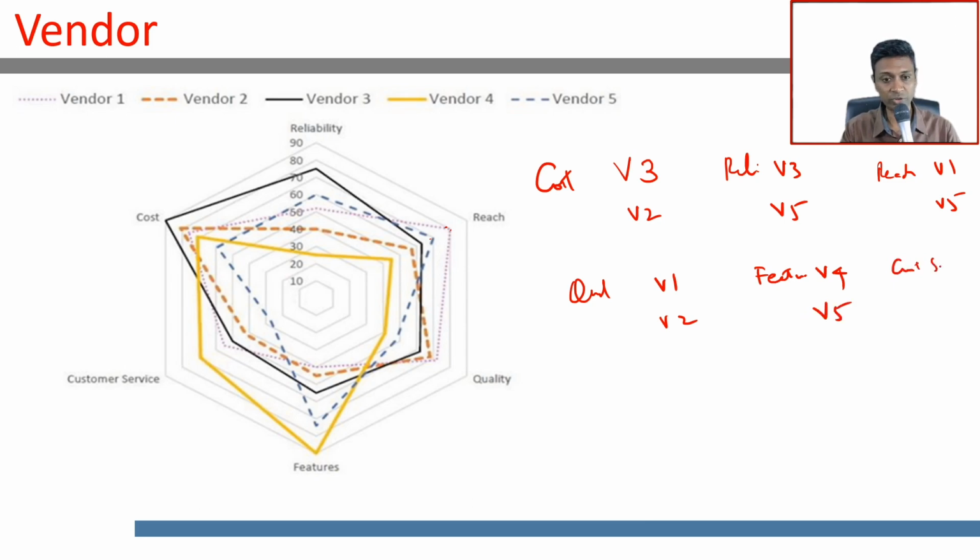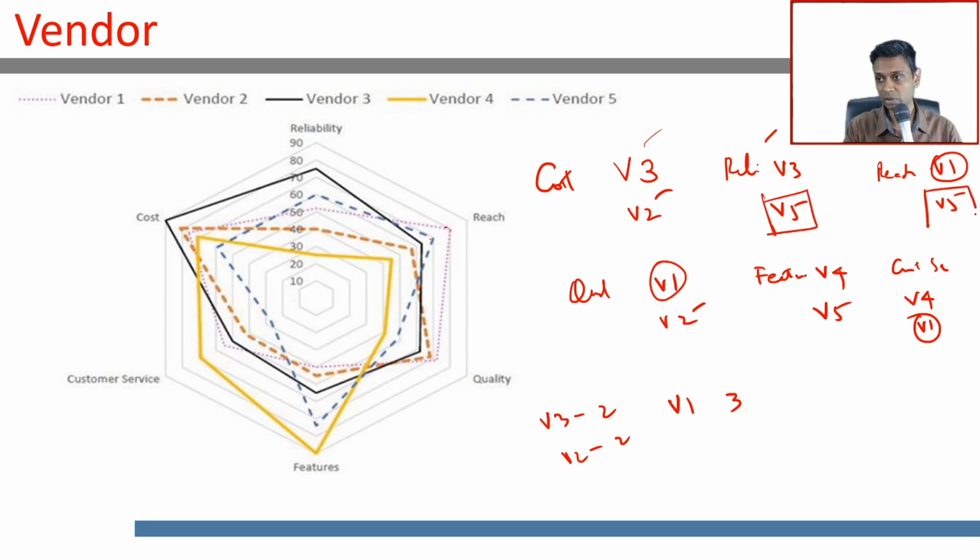After that, customer service, yellow is top, V4, and purple dot, V1. So V3 is there on 2 lists. V2 is there on 2 lists. This and this we have accounted for. This and this we have accounted for. V1 is there on 1, 2, 3 lists. V5 is again there on 1, 2, 3 lists.